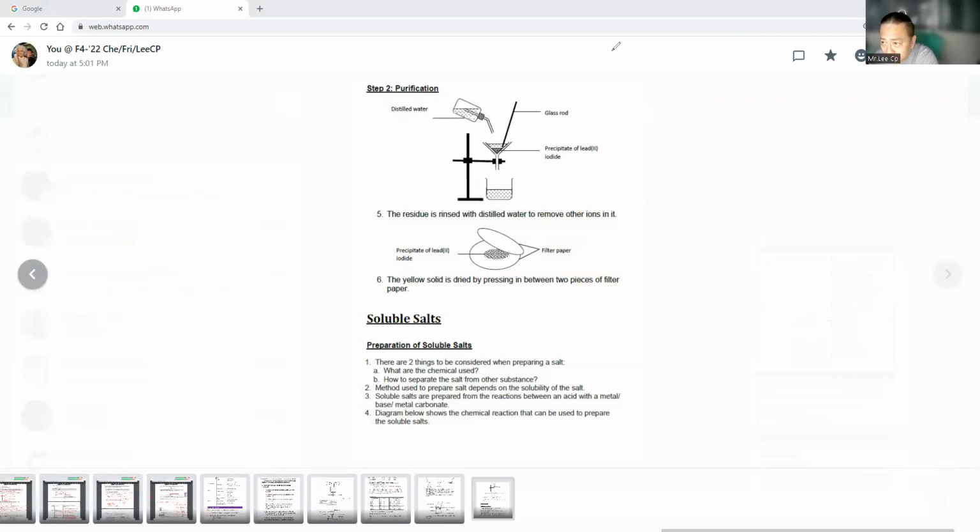Next, there are two things you need to consider when preparing a salt. What is the chemical used, and how to separate the salt from the other substances. The method used to prepare the salt depends on the solubility of the salt. Salts are prepared from the reaction of an acid with a metal or metal carbonate. The diagram here, I think that's good enough already. We are going to try to do some questions.